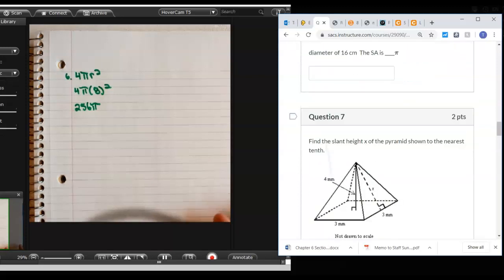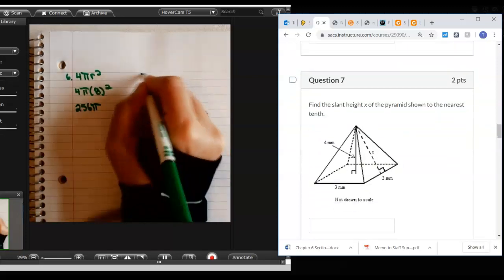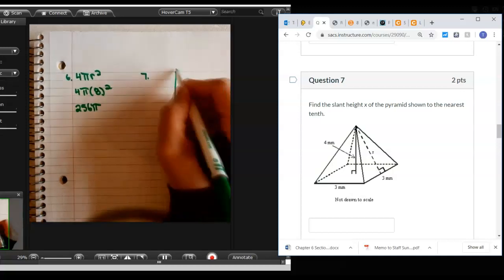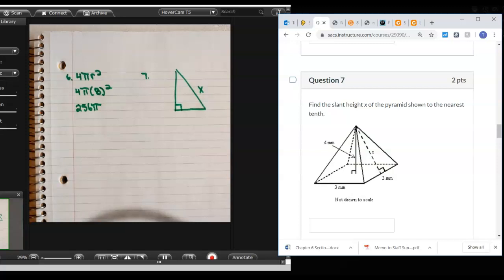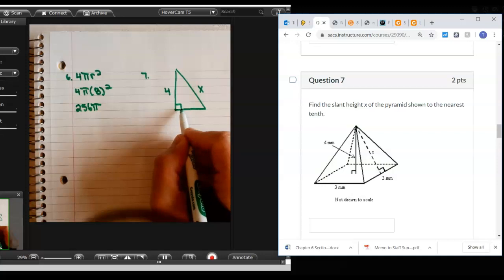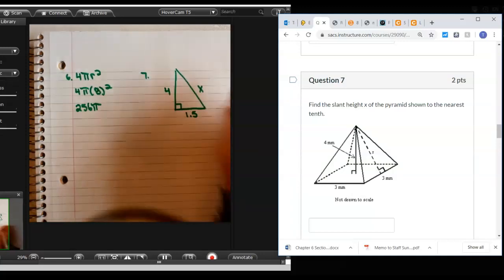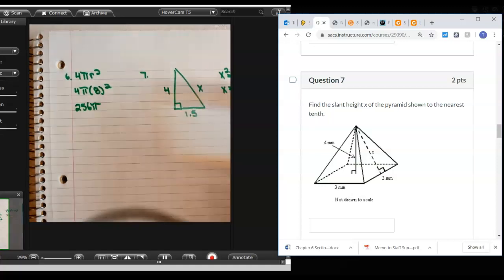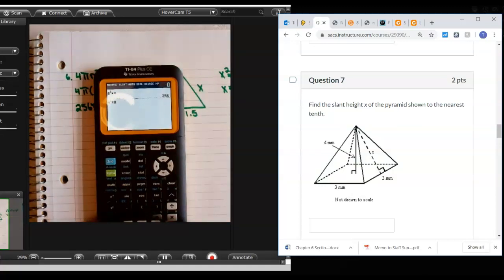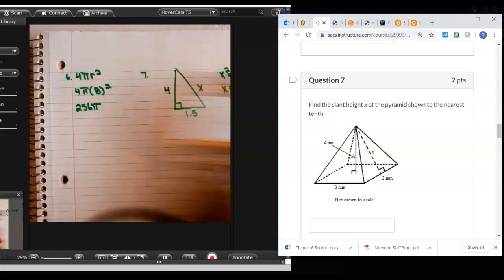Okay, the next one, I'm looking for the slant height. So I'm going to try and pull out what I visualize as the slant height. This is the slant height, which is what I'm looking for. I have the overall height, which is 4, and here's where many of you goofed. I'm going from the very center of that pyramid to the edge, so that's actually 1.5. So plugging into Pythagorean's theorem and taking the square root, I end up with 4.3.